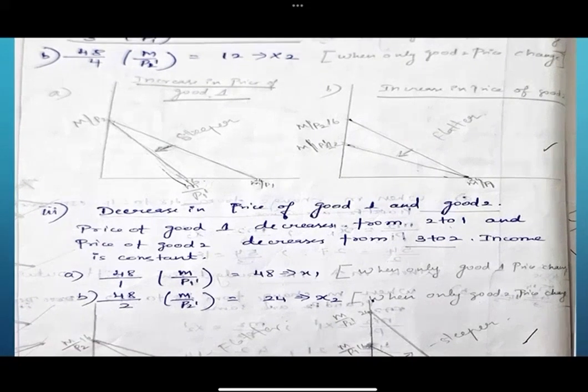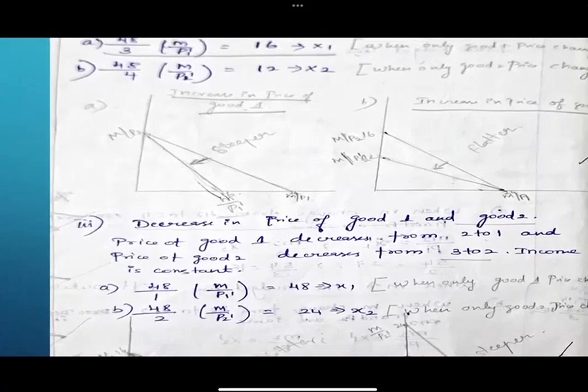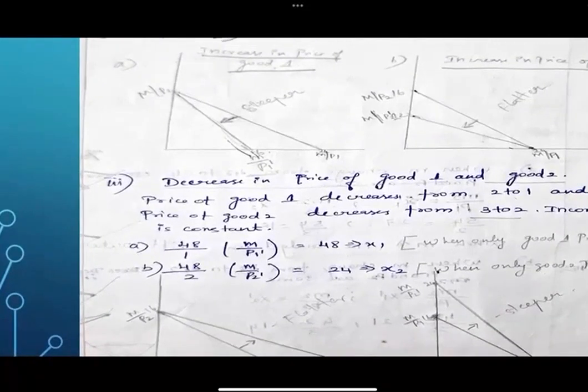It means that first you were consuming 24 units of good one. After the price has increased, you were consuming how much? You were consuming only 16 units of good one. So the budget line is steeper. It means that it has pivoted inward.